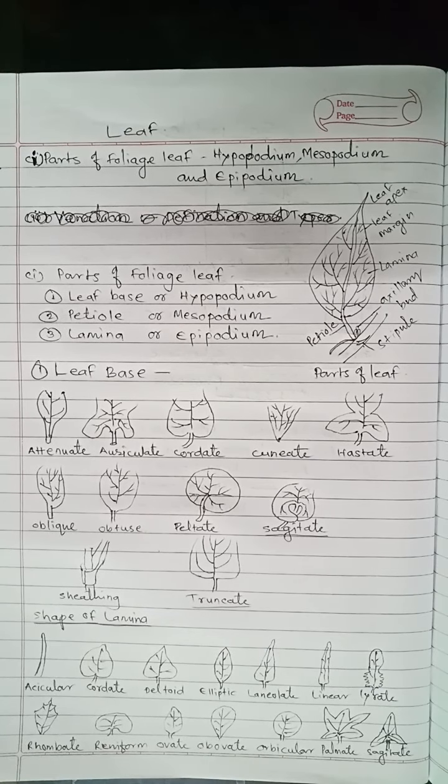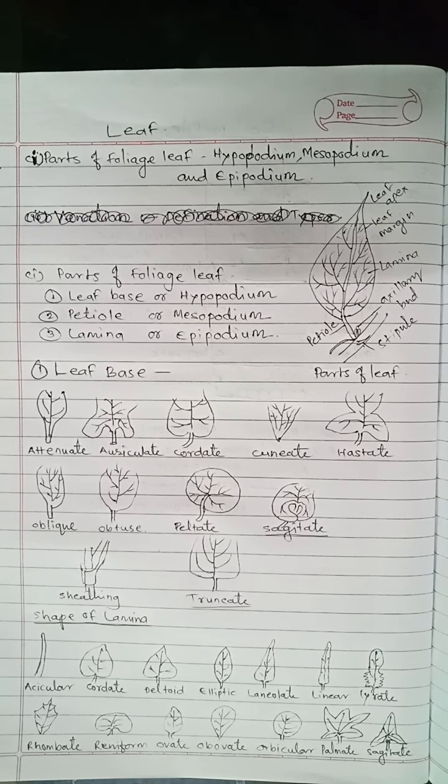Leaf is a green, flat, thin, expanded lateral appendage of stem which is born at a node and bears a bud in its axil. It is exogenous in origin and develops from the leaf primordium of shoot apex. Leaves are chief organs of photosynthesis.